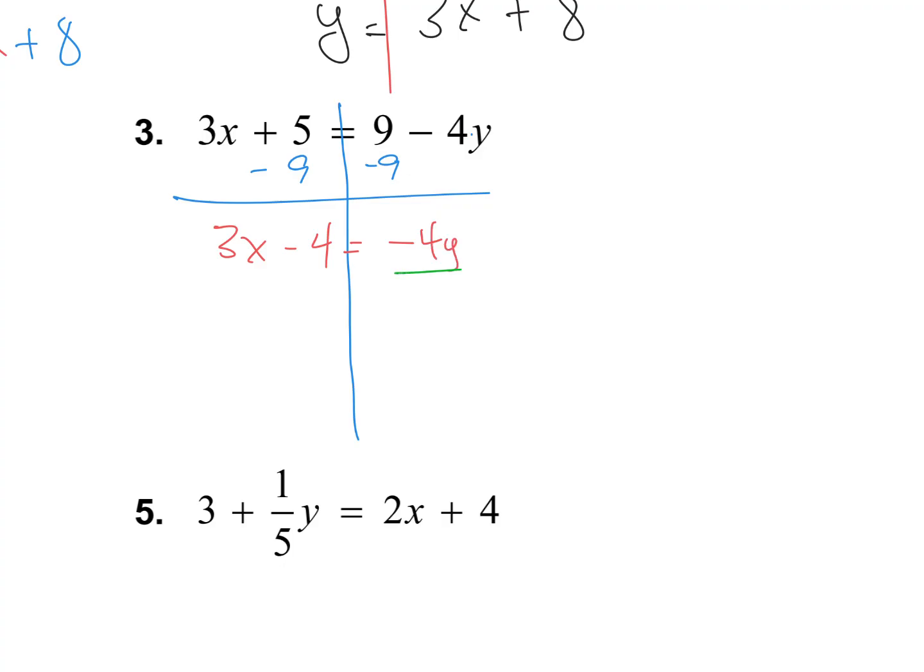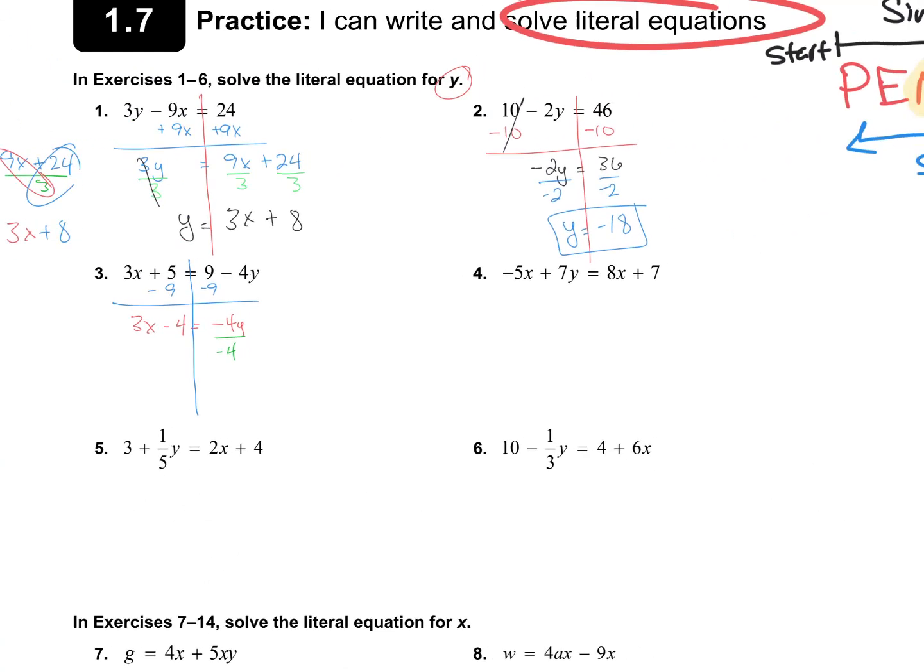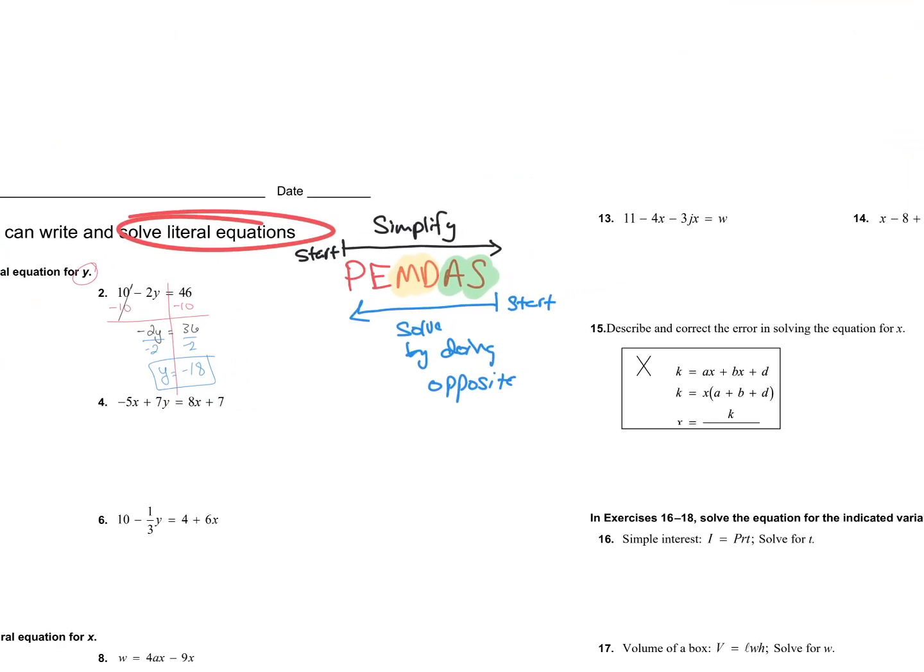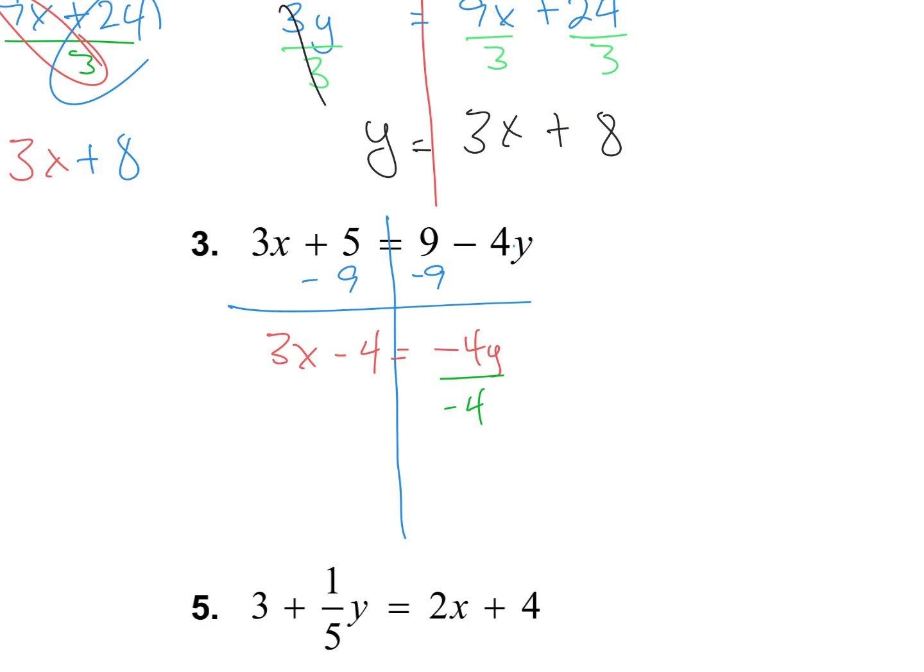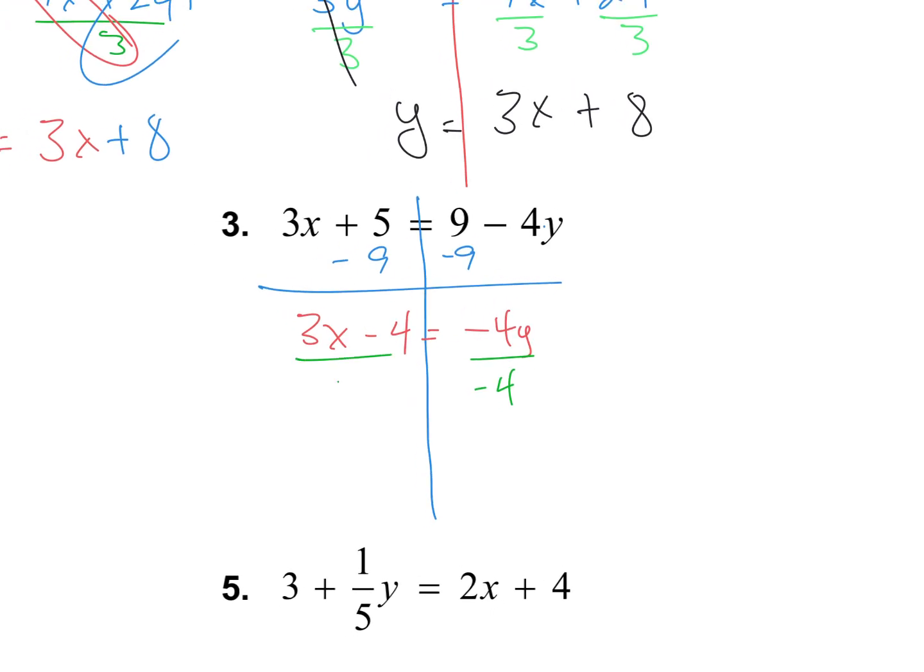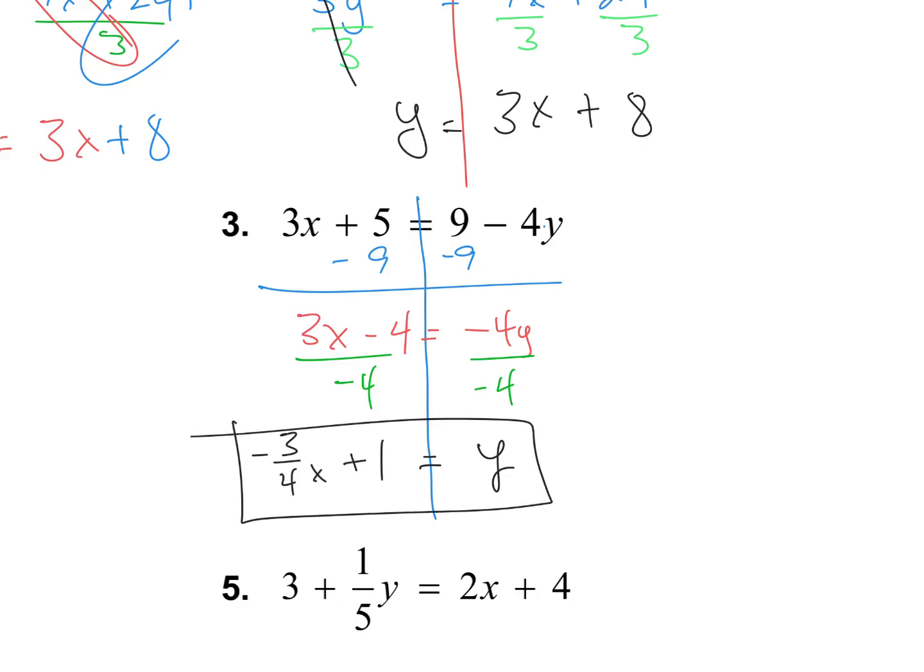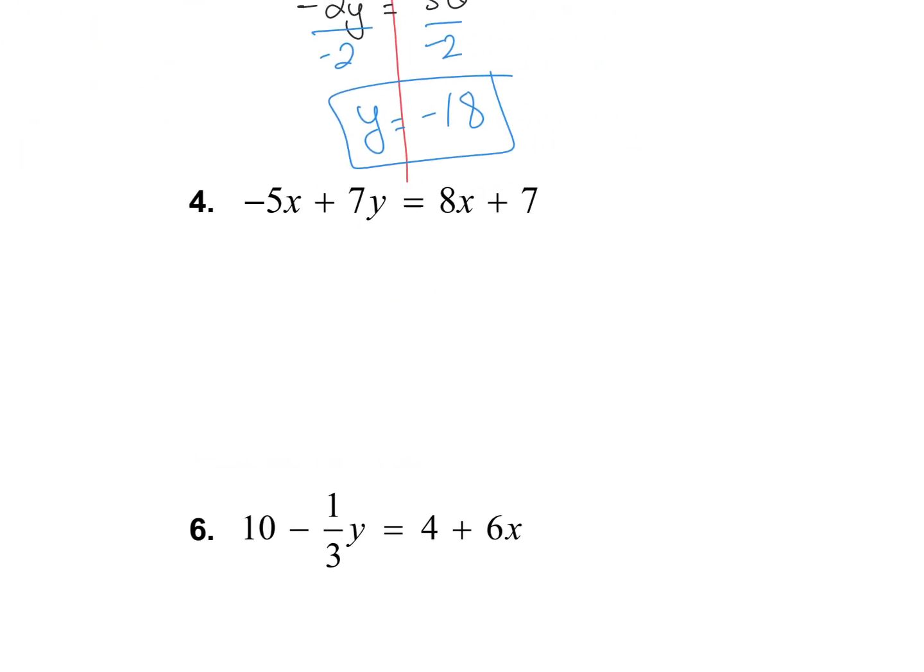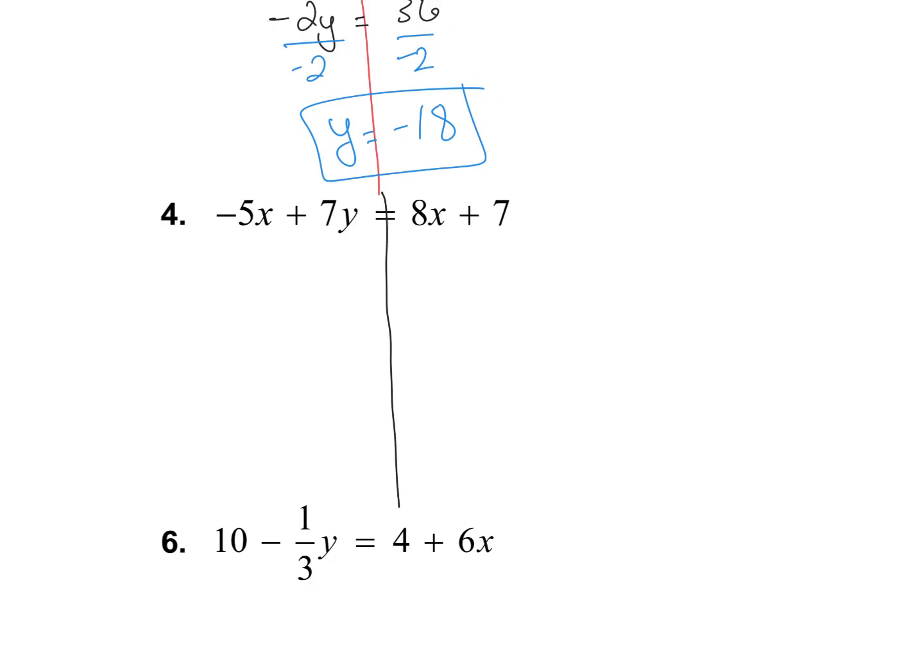And then I'm going to divide by negative 4, because we're done with that, and there's no other adding or subtracting happening over here, so it's on to multiplying and dividing. So divide by negative 4, and your answer ends up being y equals negative 3/4 x plus 1. Because that negative 4 divides that, and it divides that, yeah? Yeah.